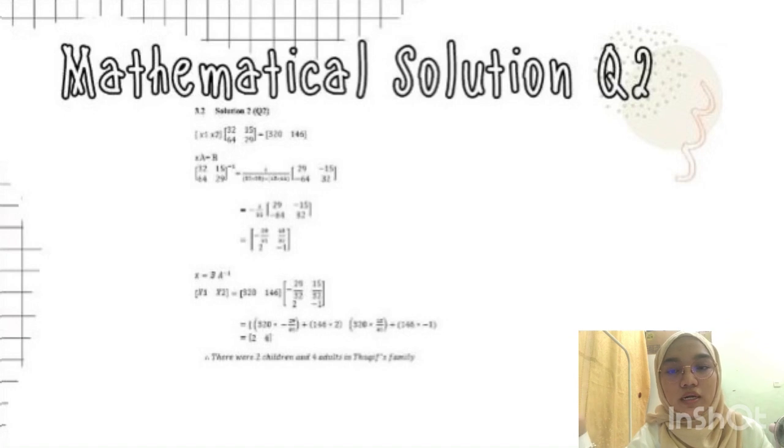Okay, for the next part, we need to calculate A inverse times B. First, 320 ringgit times negative 29 over 32, and then we plus 146 times 2, and multiply 320 ringgit times 50 over 32, and plus 146 times negative 1, and then we get 2 and 4. Okay, the result is that the total of Takif's family is 2 children and 4 adults.